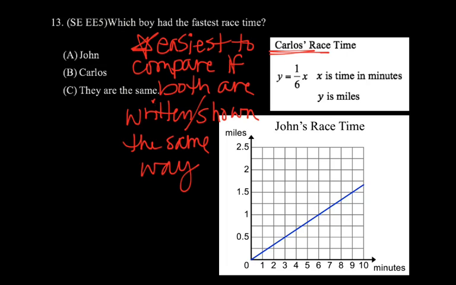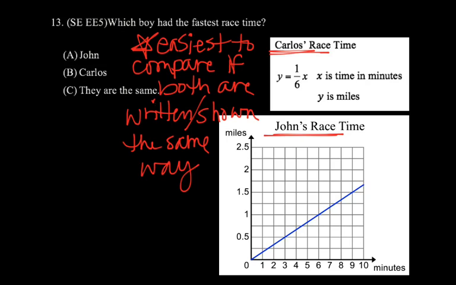For Carlos, I'm given an equation. For John, I'm given a graph. It would be easier to figure out which has the fastest race time if we either made them both equations, or we made them both graphs. It's hard to compare when we have an equation for one and a graph for the other. They're not written the same, okay?